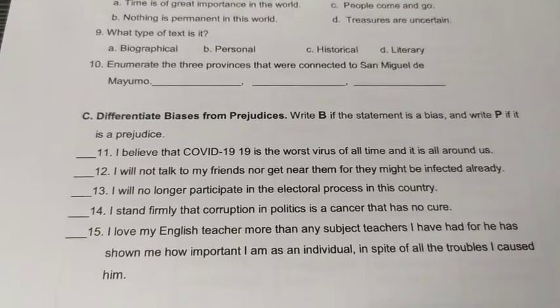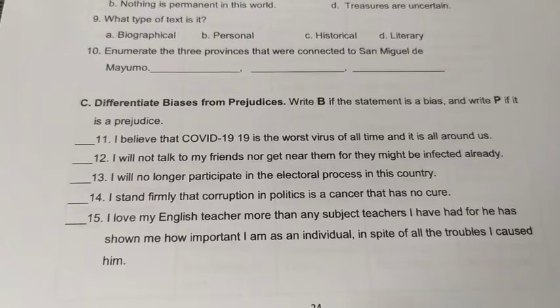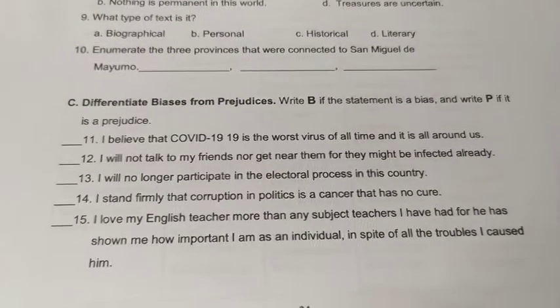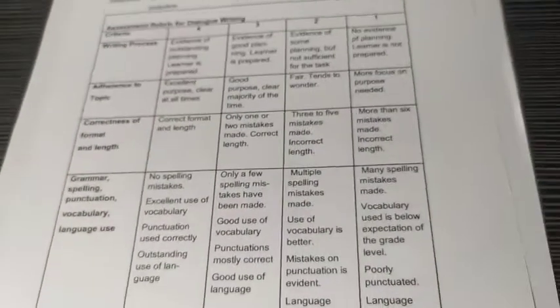So for comprehension check, you will just give what is being asked or described in each item. Letter C, it's 5 items. Write letter B if it is biased, then P if it's prejudice. We discussed it a while ago and also in the previous module.